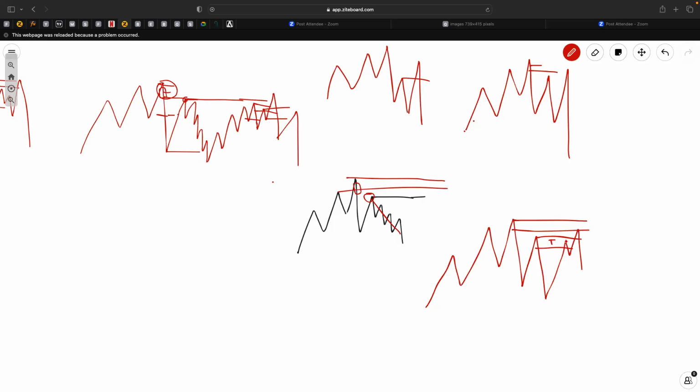Because clearing of this particular supply makes this a violation block. So flipping it back makes it a double flip. The market will come back to reclaim it, then you can get yourself in from here.